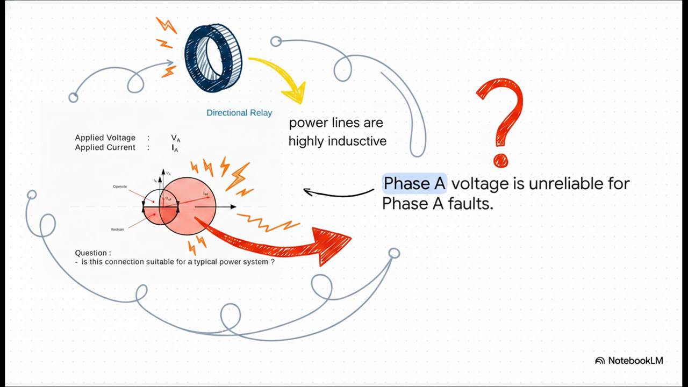During a fault, the current shoots up. And because power lines are highly inductive, that fault current severely lags the voltage. The current vector falls straight out of the operate zone and drops right down into the restrain zone.